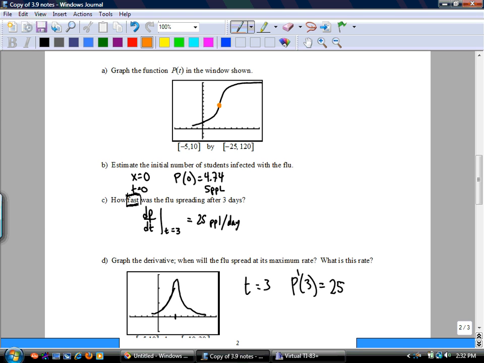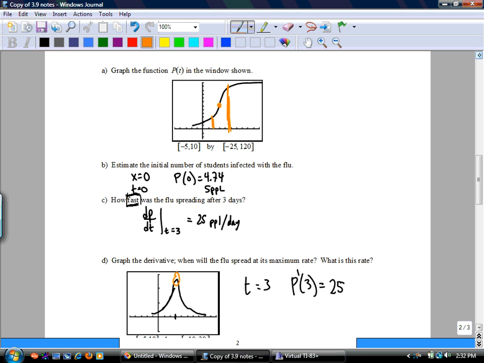Which is what I like to think about as calculus. It's just, where is the graph the steepest? It's the steepest right there. We can kind of guesstimate that the peak on this curve is going to be somewhere between here and here, because that's where it's the steepest. You can kind of eyeball it.